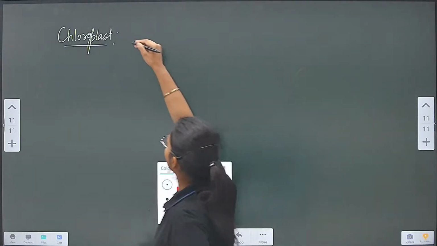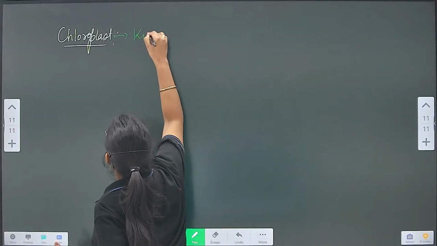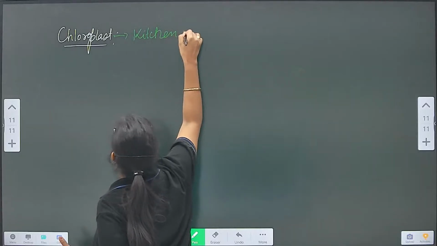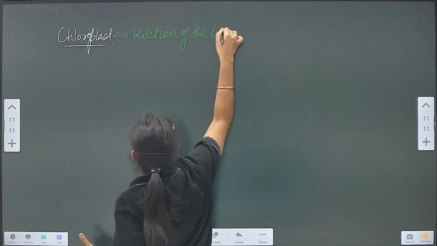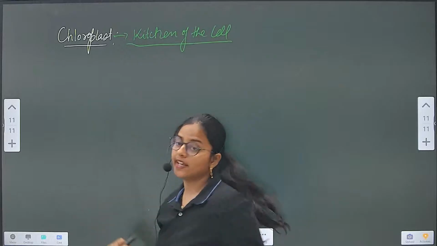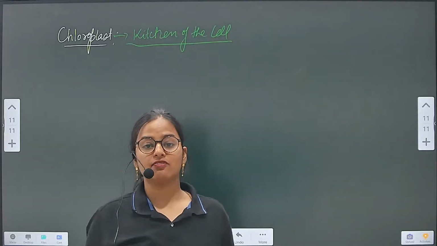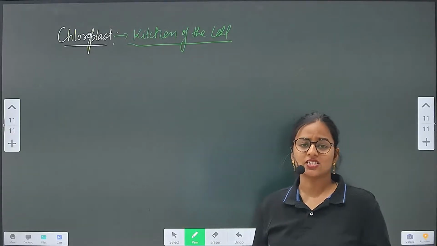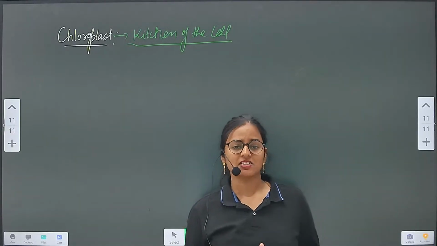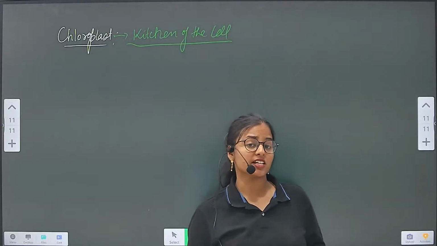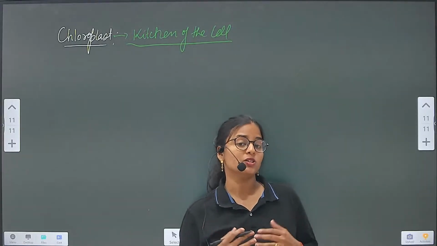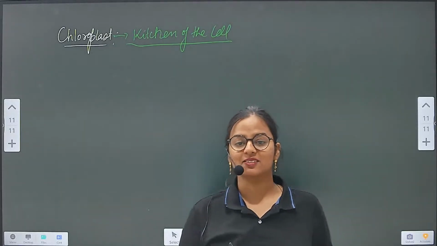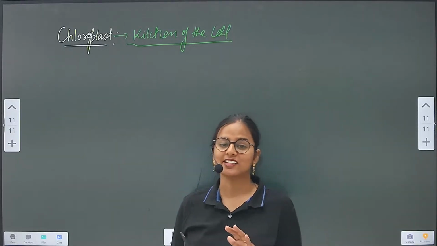Kitchen, right? Kitchen of the cell. The place where the plants synthesize their food is called the kitchen. So the question is, what is present in the chloroplast that it can synthesize food? Why can we not also synthesize our food? Now you will say, ma'am, we also make food. So it is not the actual food.